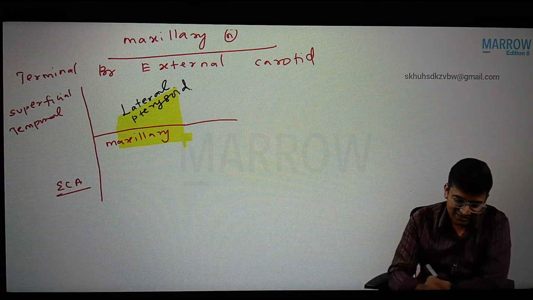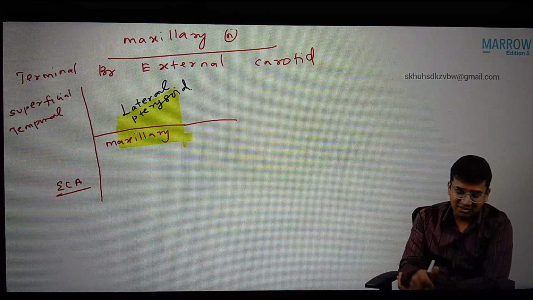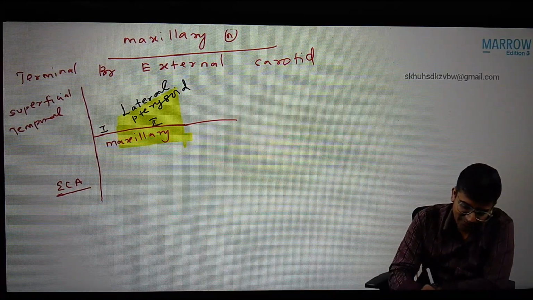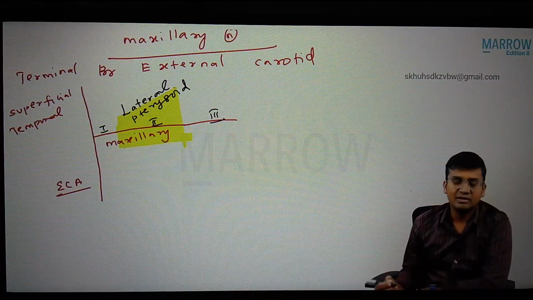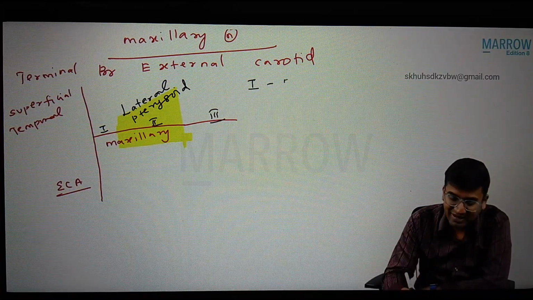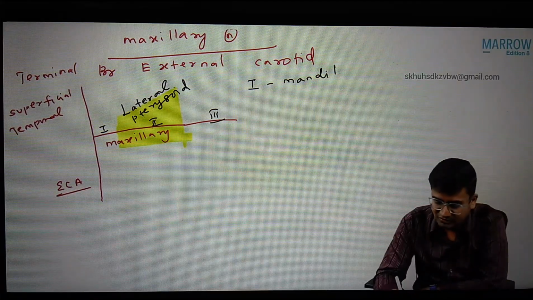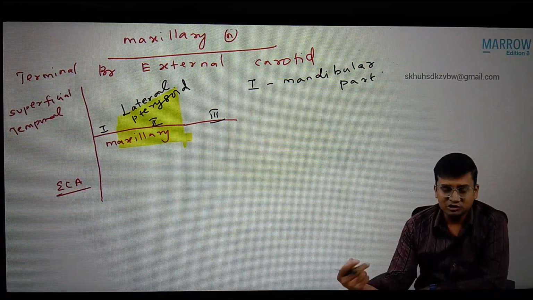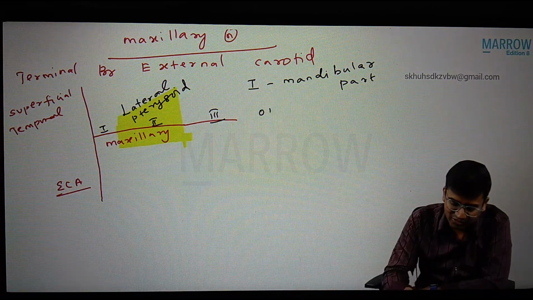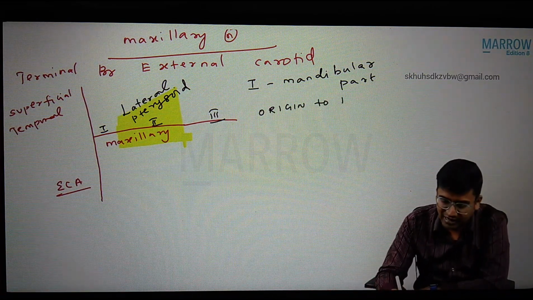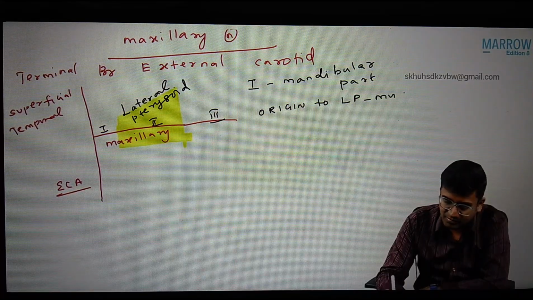Now the maxillary artery is divided into three parts by the lateral pterygoid muscle. This is the first part, the second part, and this is the third part. The first part of the maxillary artery is called the mandibular part, extending from the origin up to the lateral pterygoid muscle.